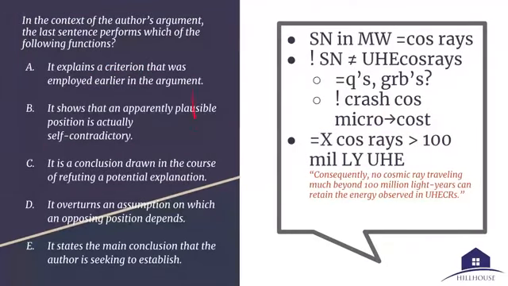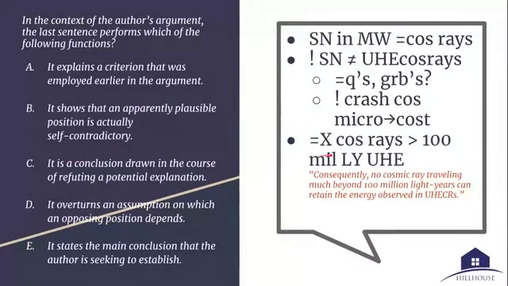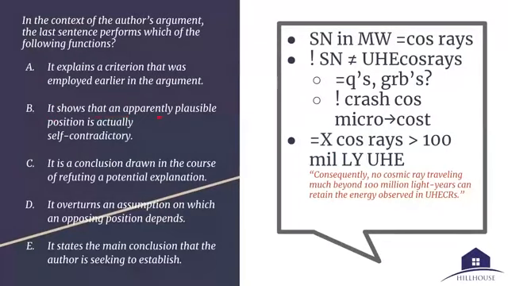So is it explaining something? You have an equal sign. It's not these cosmic rays. Criterion that it was employed earlier in the argument. So here is, I guess they have the ultra UHE. So it might be explaining that a little bit, but more than that, it's giving us something that relates to it, or I suppose coming to a conclusion almost, you can say. So shows that an apparently plausible position is actually self-contradictory. So it is sort of written in reference to this question if it's these Qs or GRBs, but it's not saying that anything is self-contradictory.